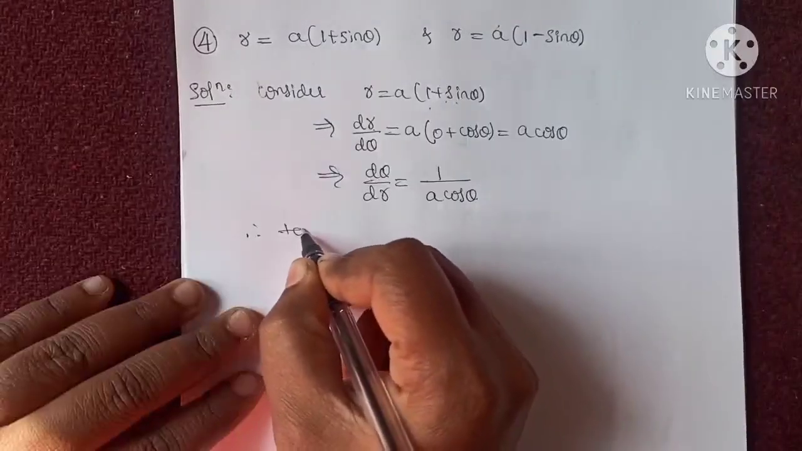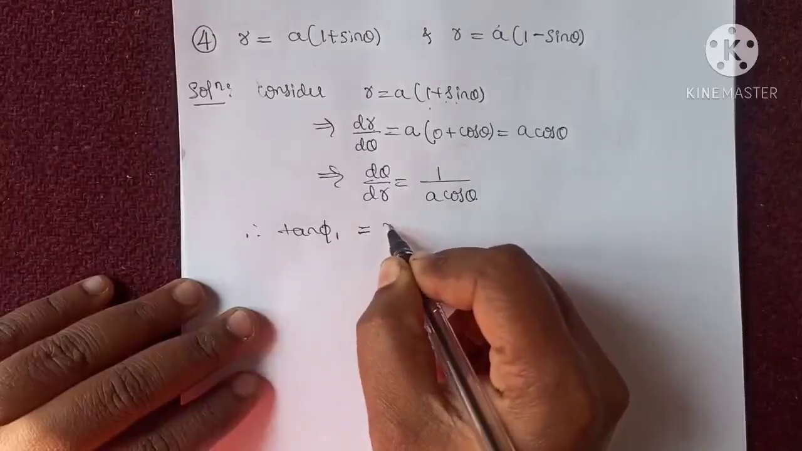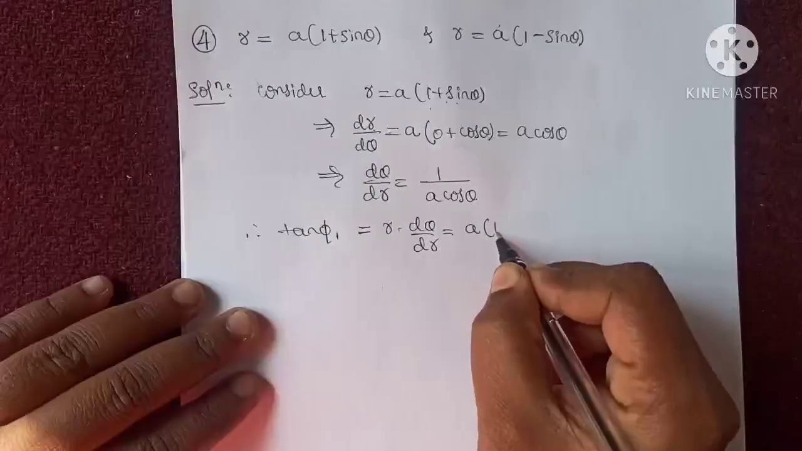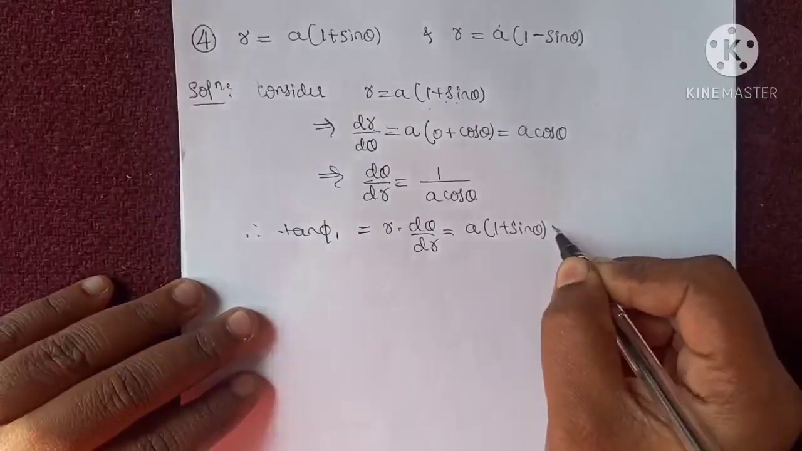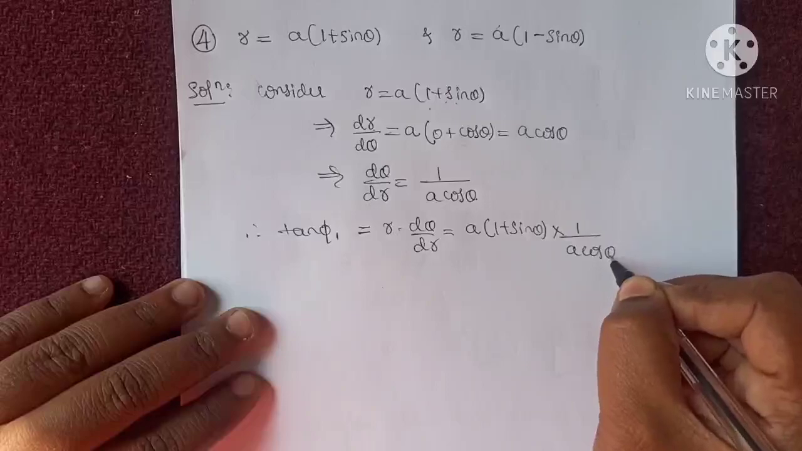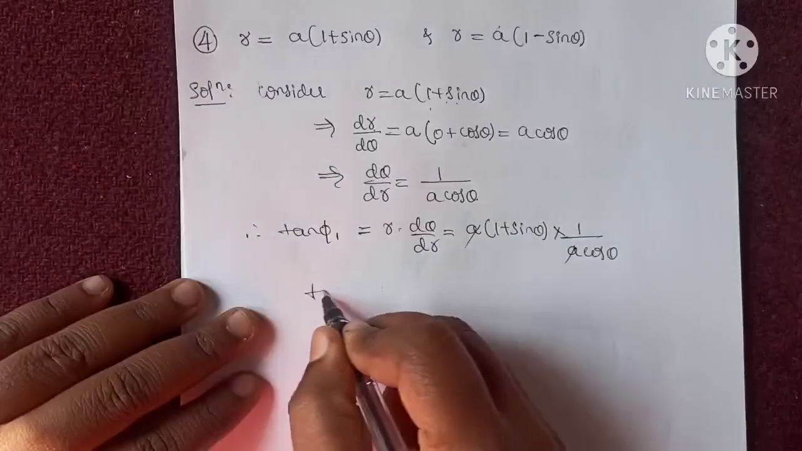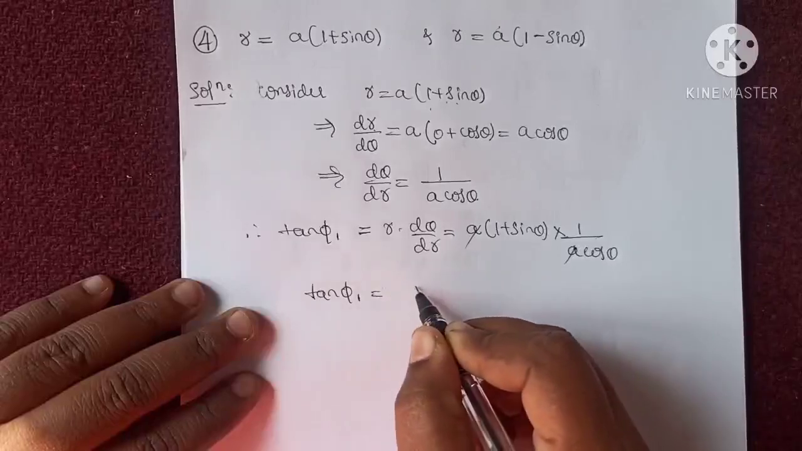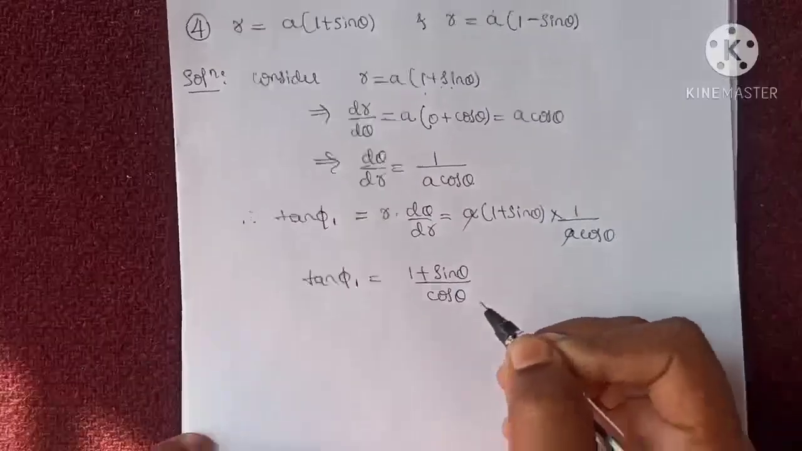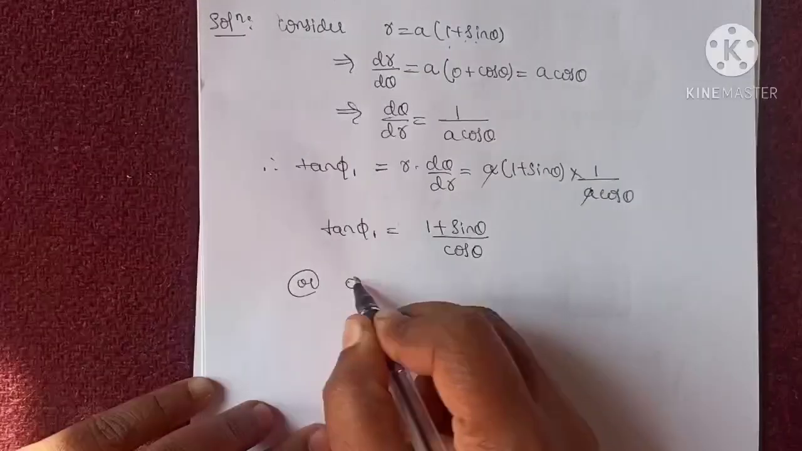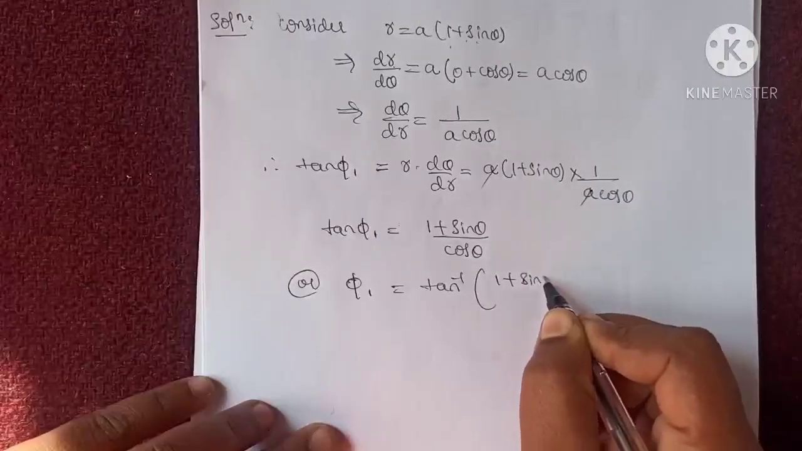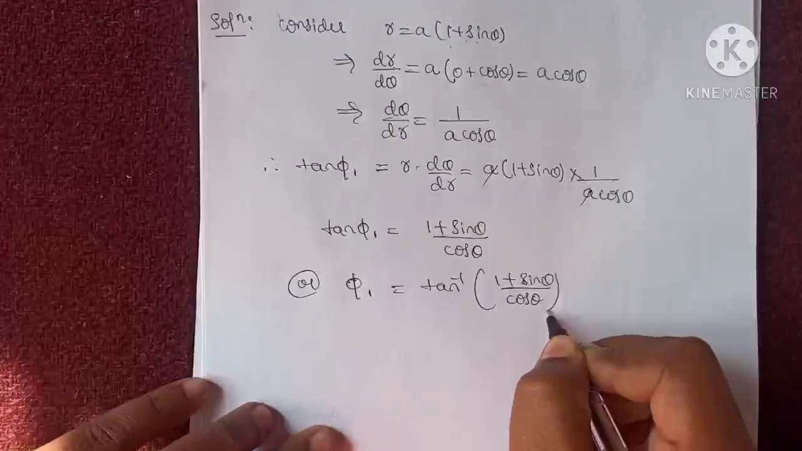Therefore tan phi 1 equals r into d theta by dr, which equals a into 1 plus sin theta into 1 divided by a cos theta. The a cancels, and we get tan phi 1 equals 1 plus sin theta divided by cos theta. Or phi 1 equals tan inverse of 1 plus sin theta divided by cos theta.